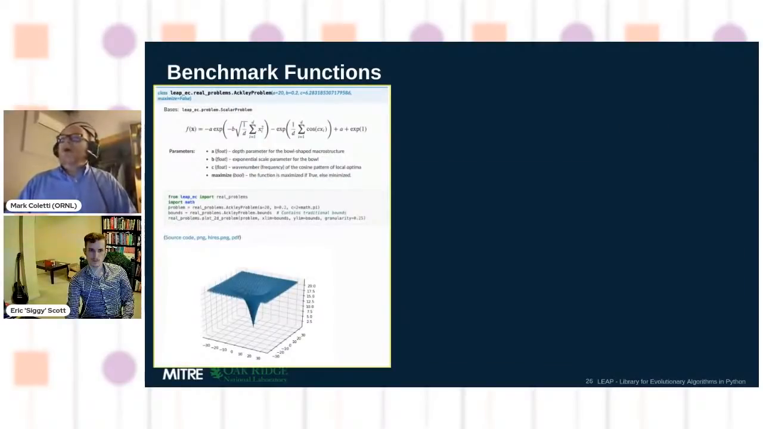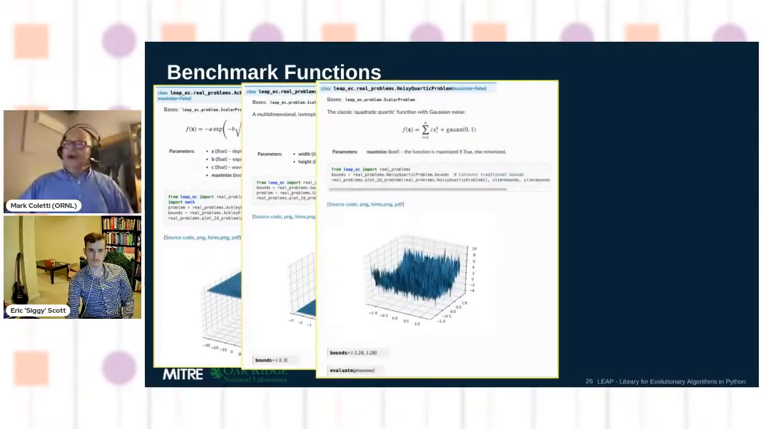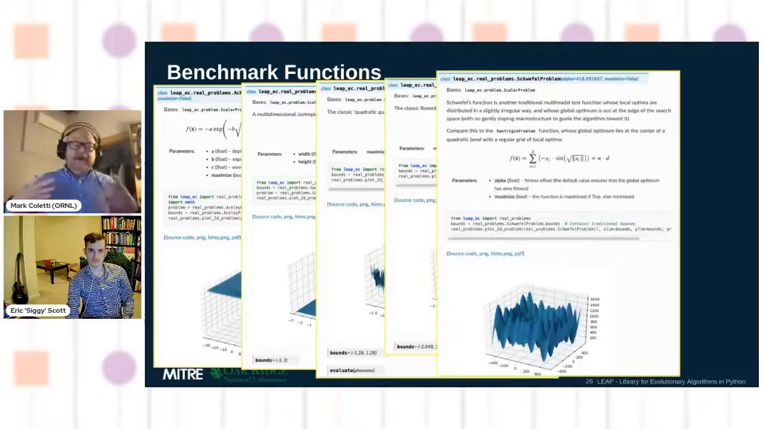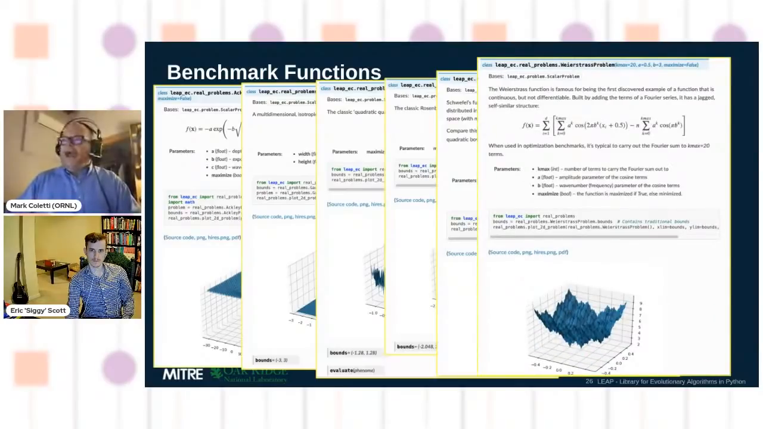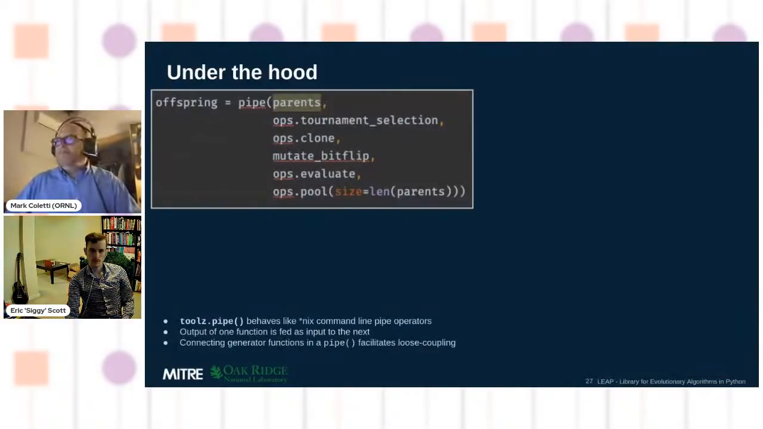So LEAP comes with a number of benchmark functions. If you're an evolutionary computation researcher and you come up with an evolutionary algorithm variant, there are some standard benchmark functions that you could use to exercise your evolutionary algorithm on. And so LEAP comes with a whole plethora of standardized benchmark functions that are familiar to the evolutionary computation community.